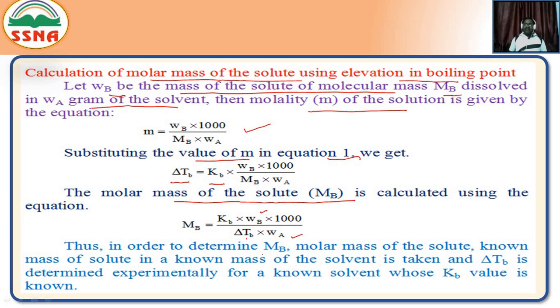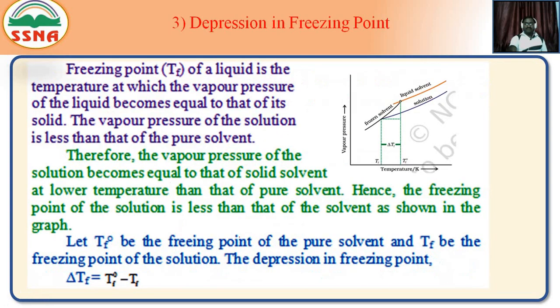In order to determine Mb, the molar mass of the solute, a known mass of the solute in a known mass of the solvent is taken, and delta Tb is determined experimentally for a known solvent whose Kb value is known. By using these expressions, we can calculate the molar mass of the solute present in that solution.